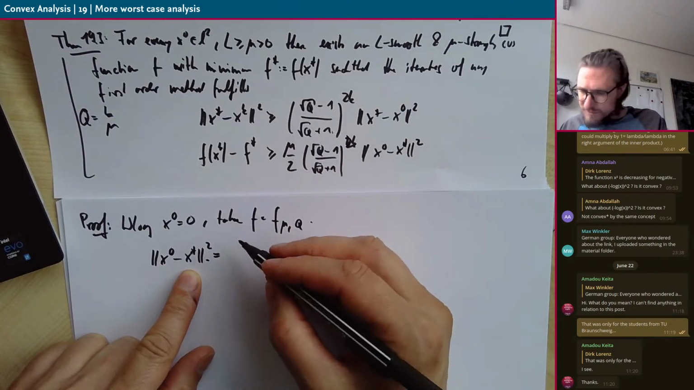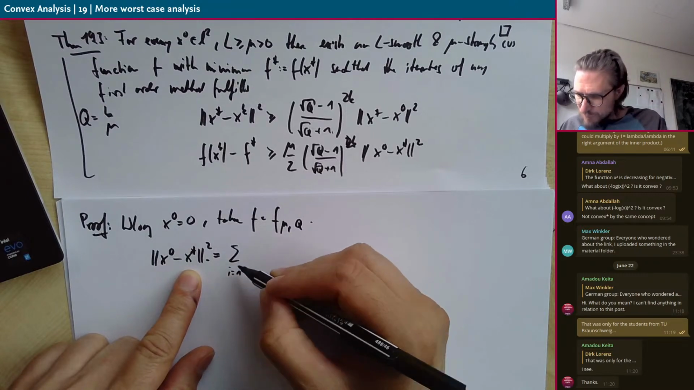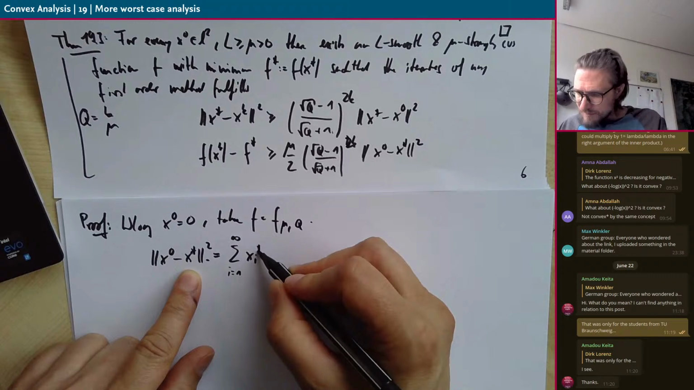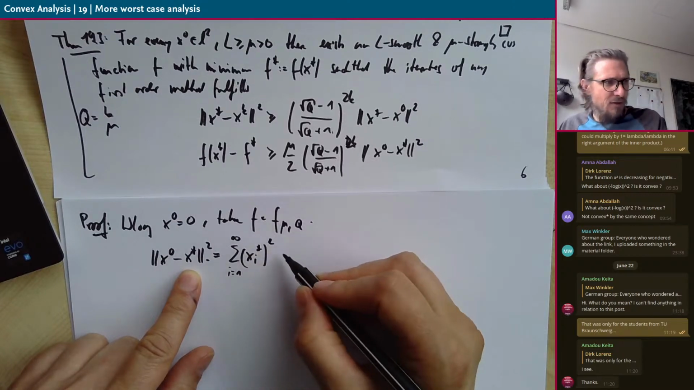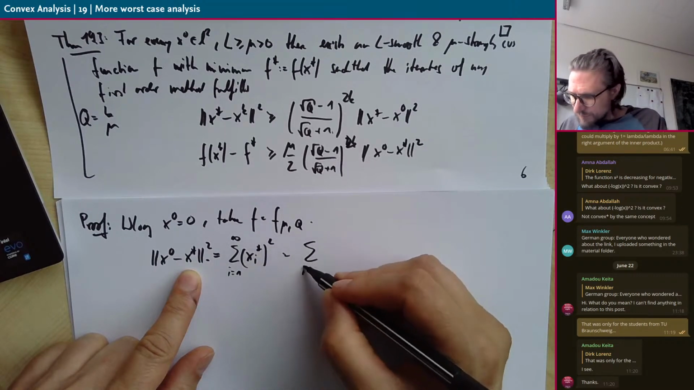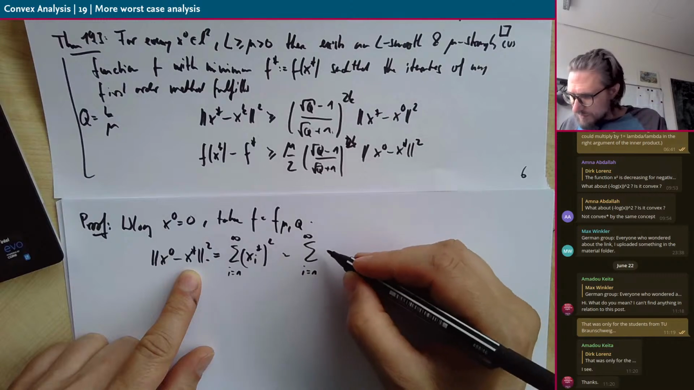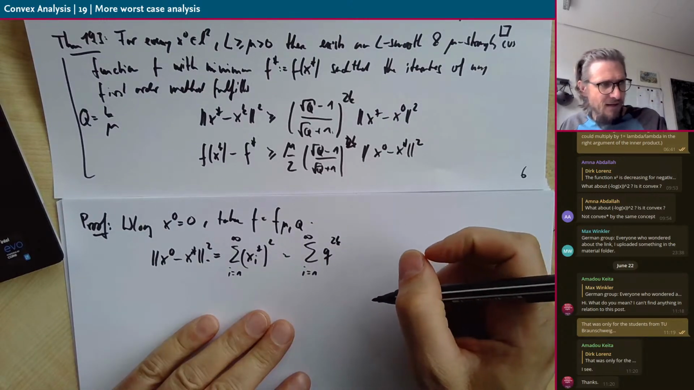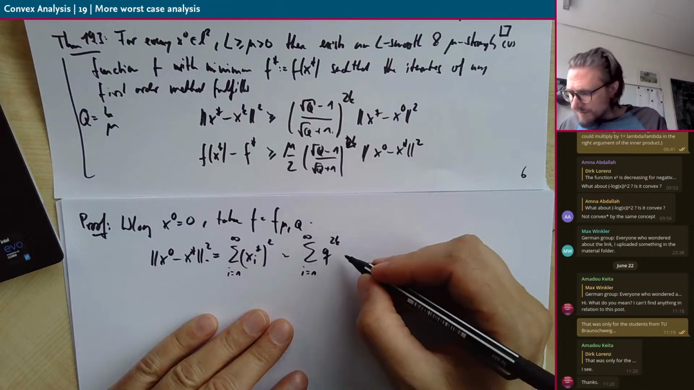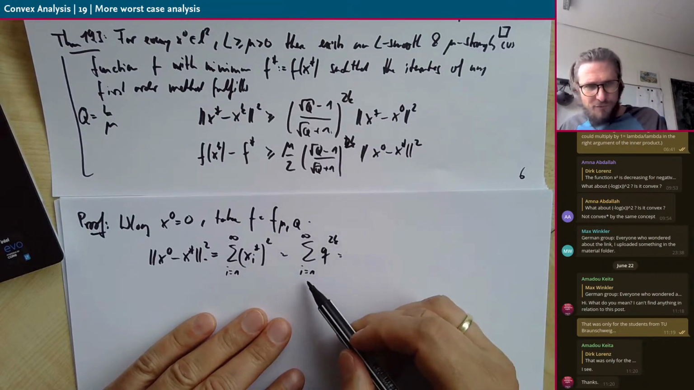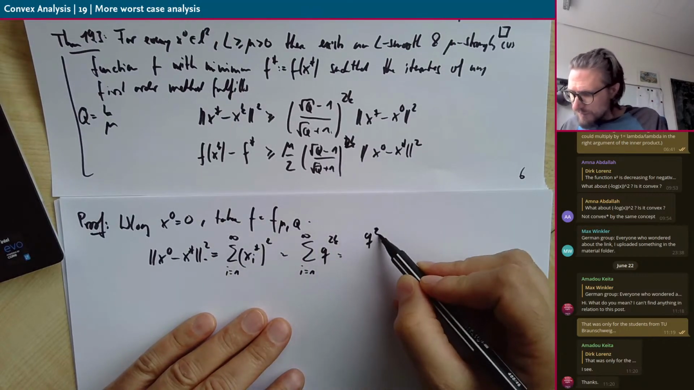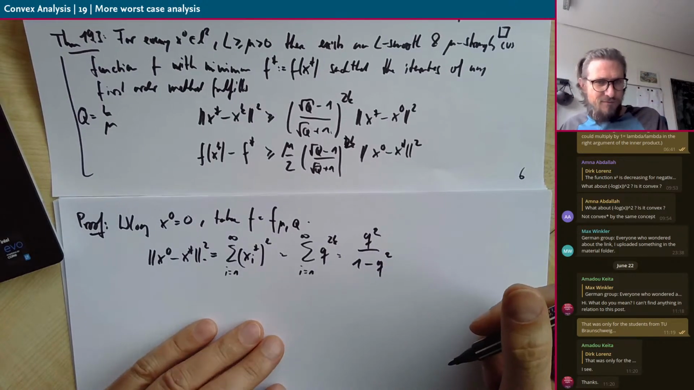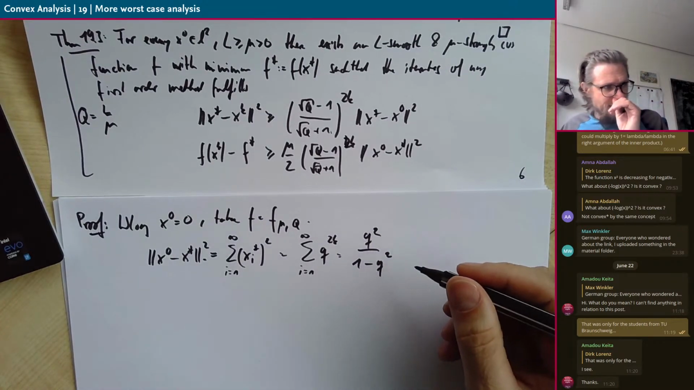So this is just the sum from i equals 1 to infinity of x_i star squared, and we calculated these guys. It's the sum from 1 to infinity of q to the 2k. And that's a geometric series without the first term, so it's q squared divided by 1 minus q squared. So it's just a geometric series.